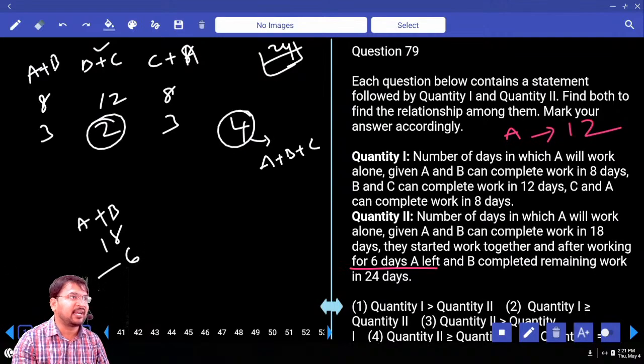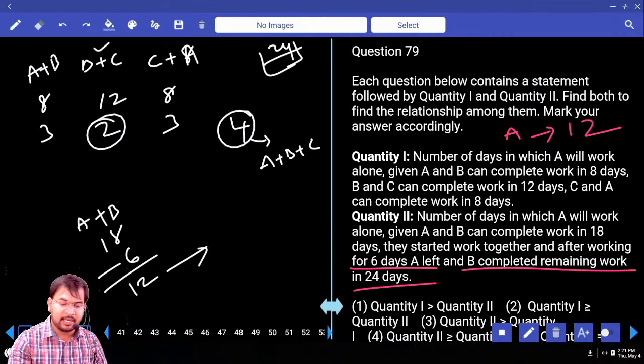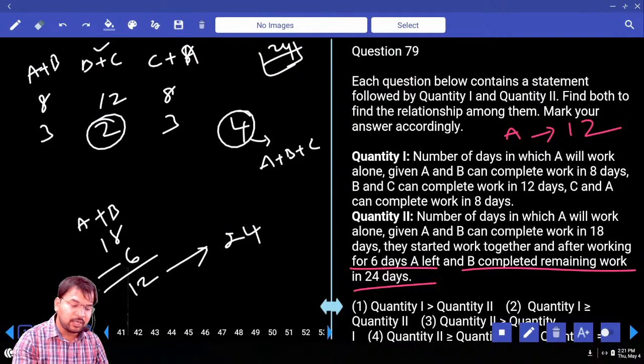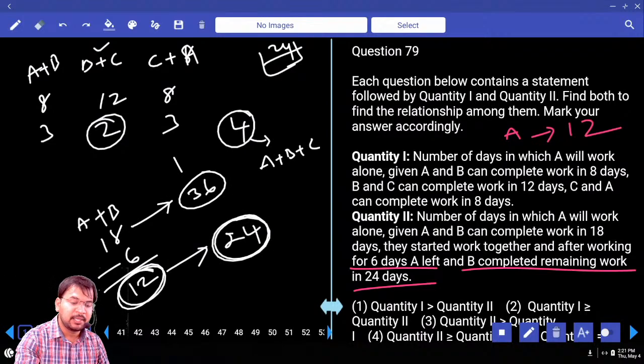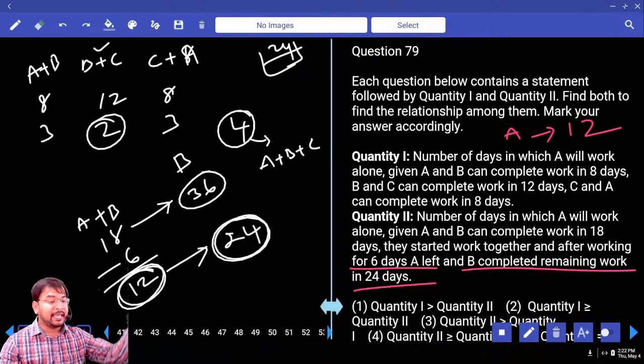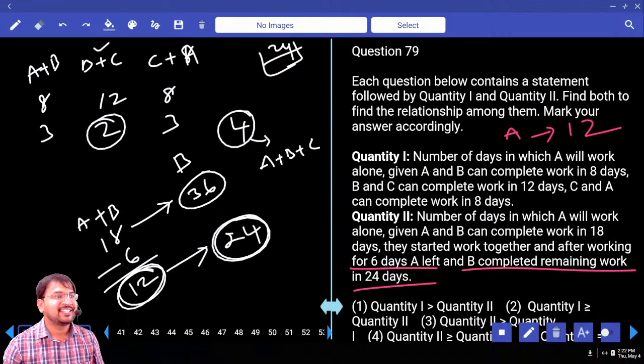6 days work is completed, na. Remaining work is this 12 days work, done by whom? B completed the remaining work. A, B together work is done by B in 24 days. 12 days work in 24. Then total work is 18, na. 18 units in 36 days. B alone 36. A, B together is 18. So B alone is 36.